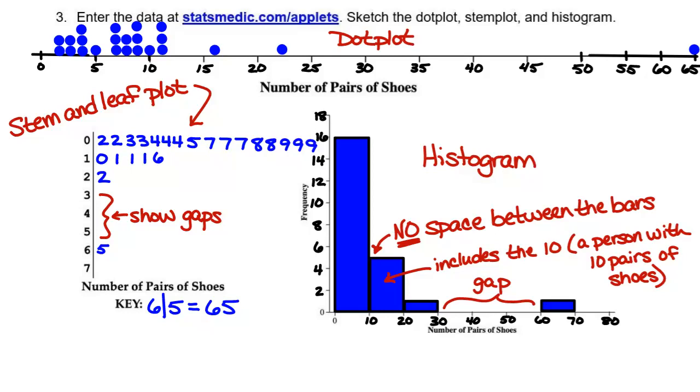Once we present something visually, if I'm looking at the dot plot, I can see really fast at a glance that most people in this class have 11 pairs of shoes or less.